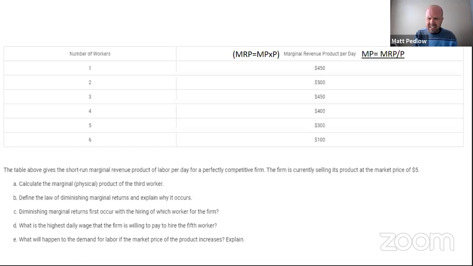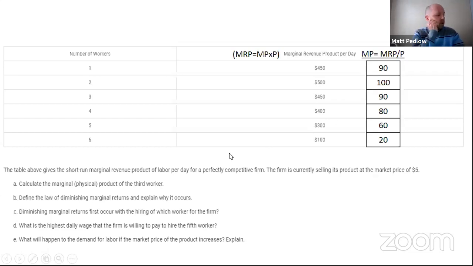Nothing tricky, right? Easy stuff. So go down. 450 divided by 5 is 90. 500 divided by 5 is 100, and so on and so forth. So A, calculate the marginal product of the third worker. Well, like I told you yesterday, if you draw these already, the marginal product over here, then you don't have to go back. You're done. So A, calculate the marginal product of the third worker, 90.